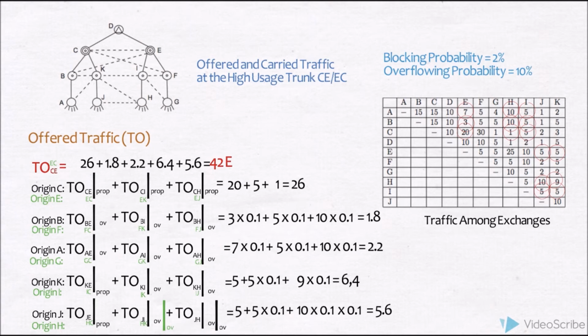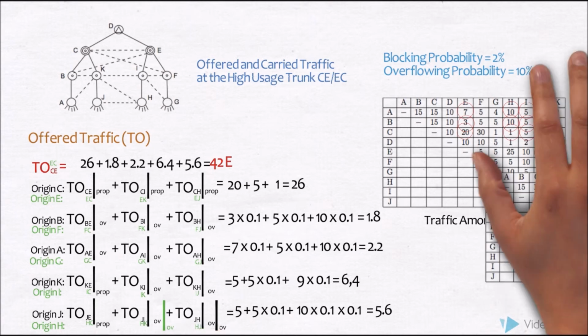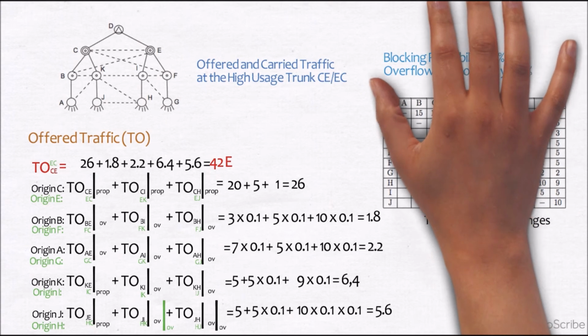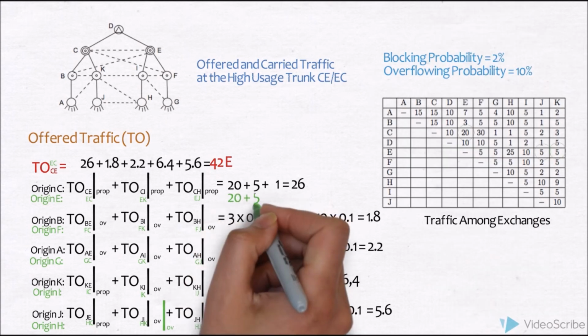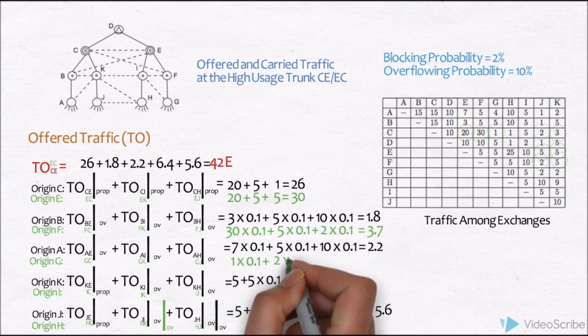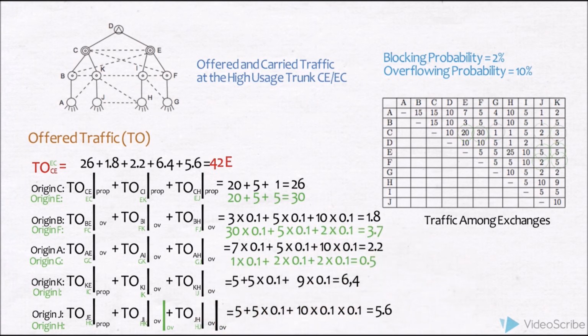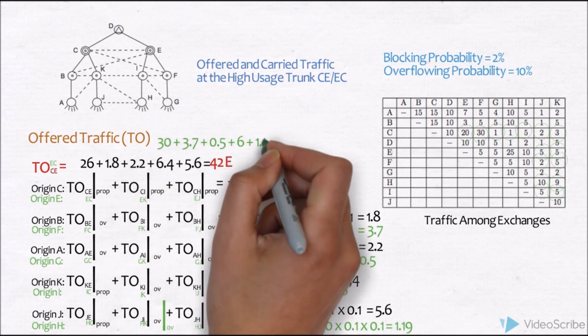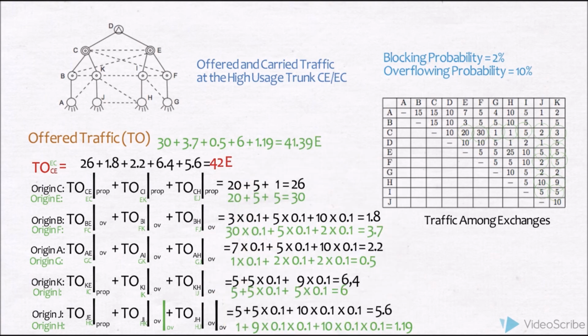And now, let's write down the numbers in the same way we did before. First, the values of the origin E, then the origin F, origin G, origin I, and finally origin H. And we have a total offered traffic of 41.39 Erlangs. But we are forgetting about the carried traffic, right?